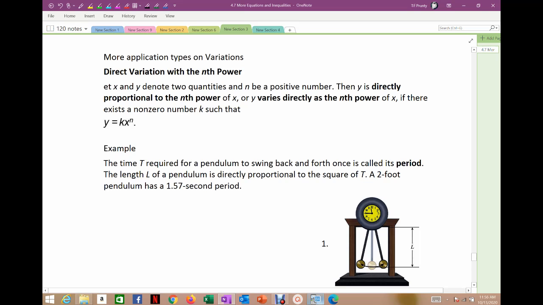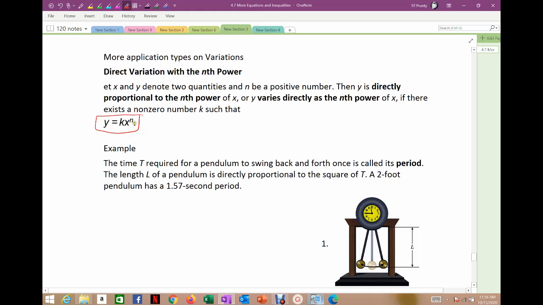So if we direct vary with an n power, meaning I'm going to have a one-term polynomial. So x and y denote two quantities. N is a positive number. If y is directly proportional to some power of x, again, we're going to do squared, but y varies directly to the nth power of x, there exists a non-zero number k such that we get this direct variation. And so this is what the direct variation equation is.